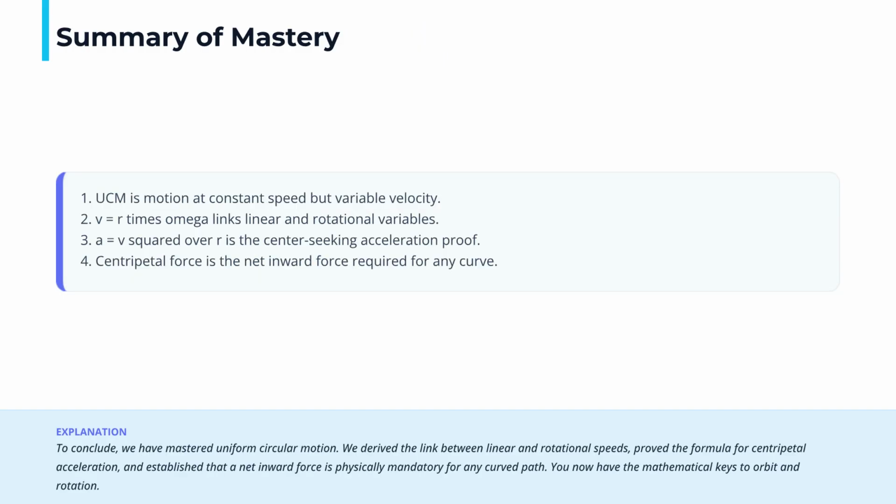To conclude, we have mastered uniform circular motion. We derived the link between linear and rotational speeds, proved the formula for centripetal acceleration, and established that a net inward force is mandatory for any curved path. You now have the mathematical keys to orbit and rotation.